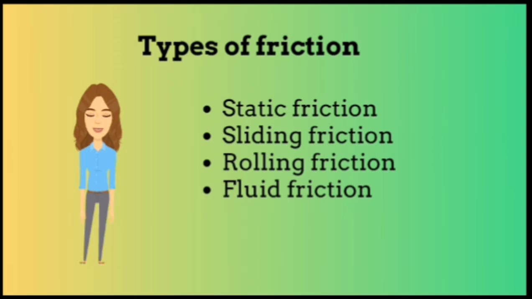Now let us learn the different types of friction. There are 4 types of friction: static friction, sliding friction, rolling friction, and fluid friction. Let's learn one by one now.